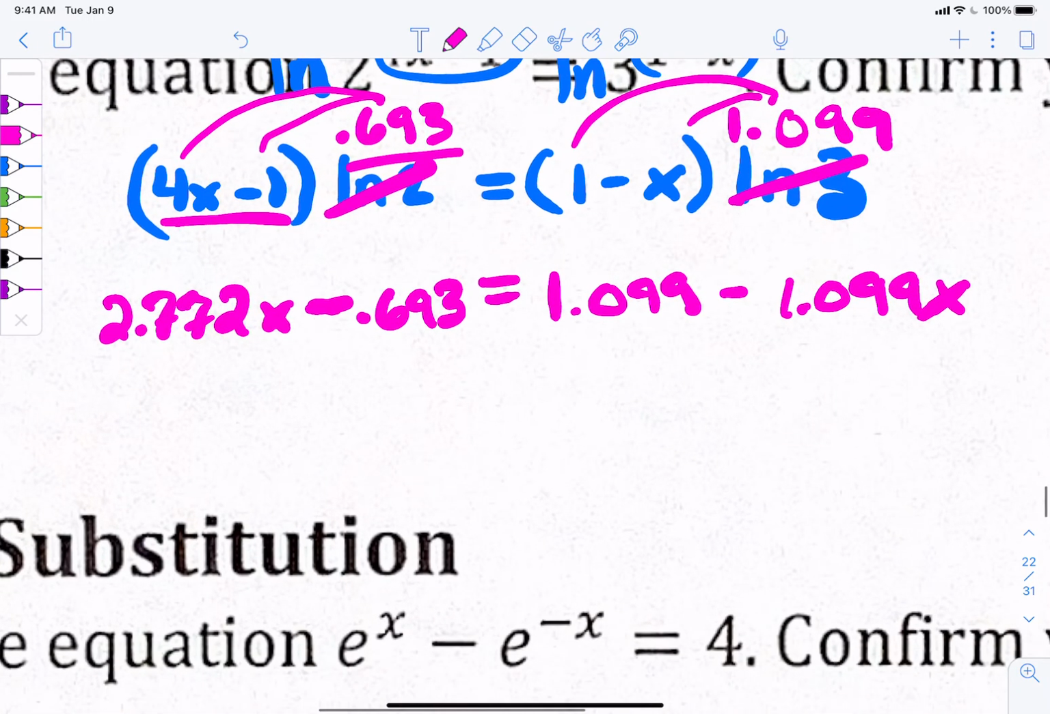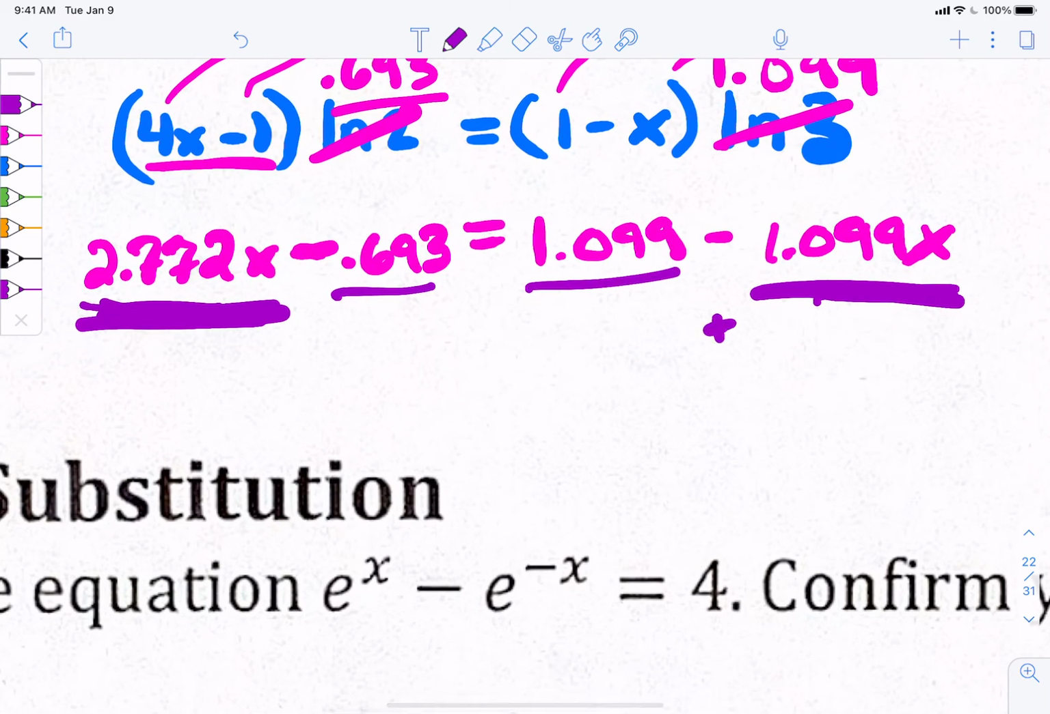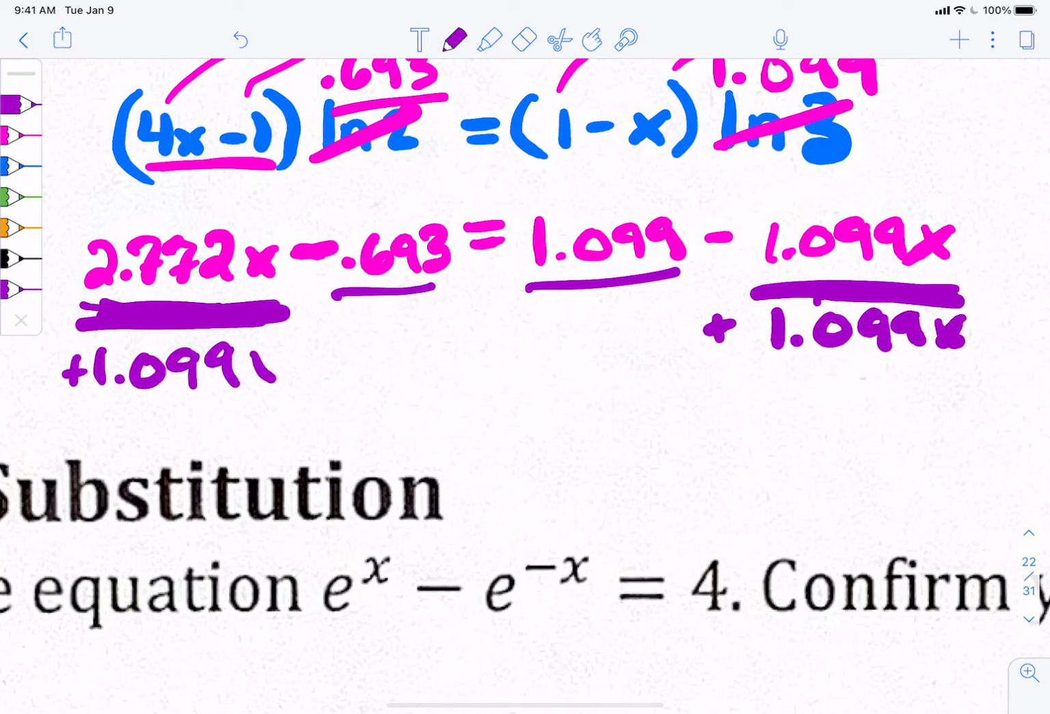Okay, 4 pieces up here. We've got 1, 2, 3, 4. These guys have the x's, so we want to get them together. Which one do you want to move? Add the far right one over, like getting that to be a positive. So this is just like normal algebra, except they're really ugly numbers, right?